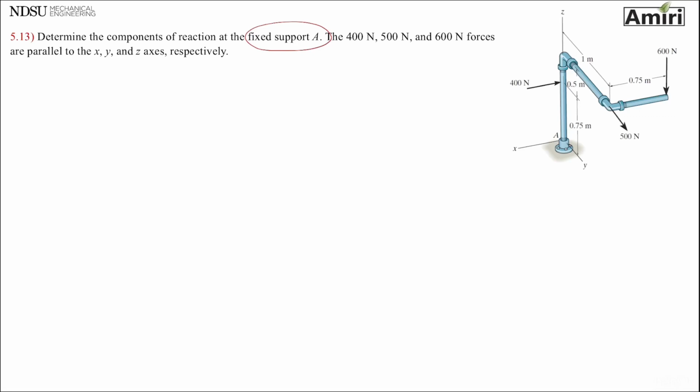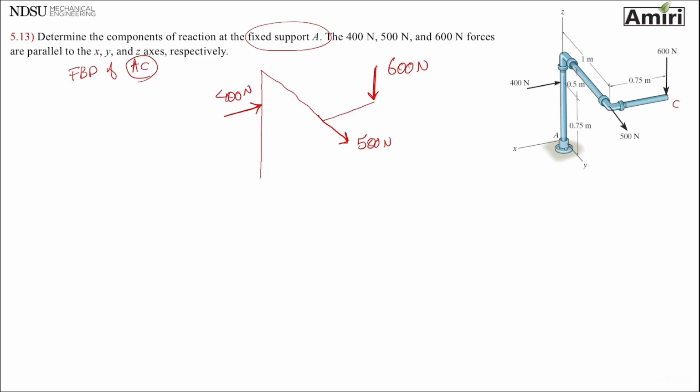So the first thing that I'm going to do is draw the free body diagram of the rod. It doesn't have any name, so we will give it a name, AC. I will just draw my outline just like this. Then I put active forces, which I have is 600 newtons, a 500 newtons, and a 400 newtons. Then I have a fixed support.